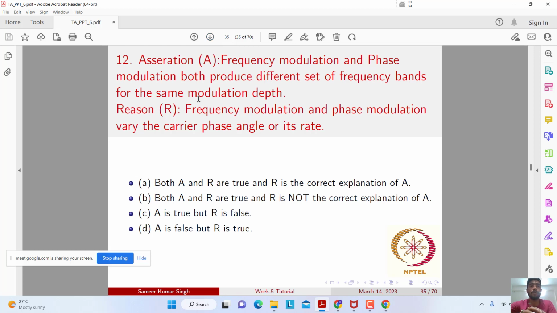Question number 12, that is a reasoning based question. Frequency modulation and phase modulation both produce different set of frequency bands for the same modulation depth. Next, frequency modulation and phase modulation vary the carrier phase angle or its rate.